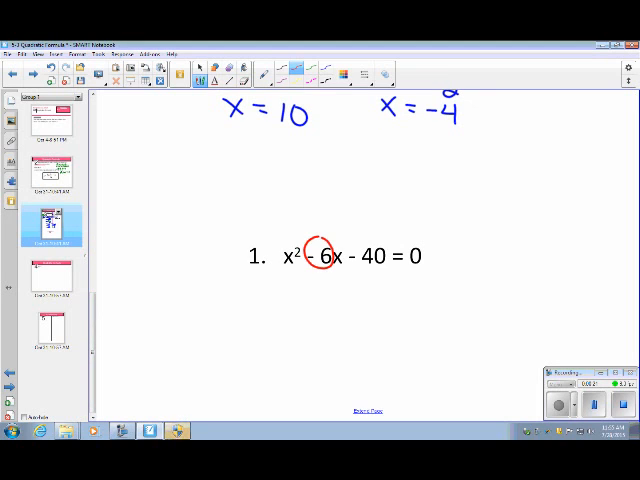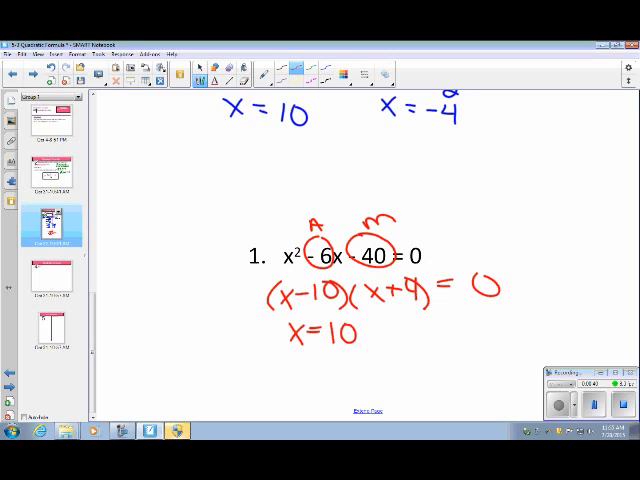We have to think of two numbers, again, that add to negative 6, and those same two values multiply to negative 40. So we have x minus 10. We have x plus 4. To double check, negative 10 times 4 gives me negative 40. If I add them, negative 10 plus 4, I get negative 6. So our two roots are x equals 10 and x equals negative 4. So we just showed you two different methods that you could use, both by factoring as well as the quadratic formula.